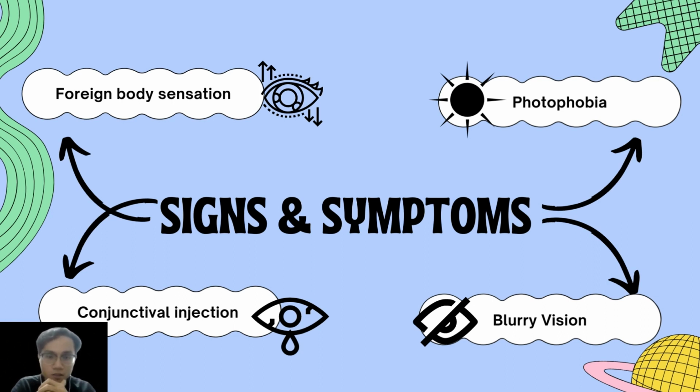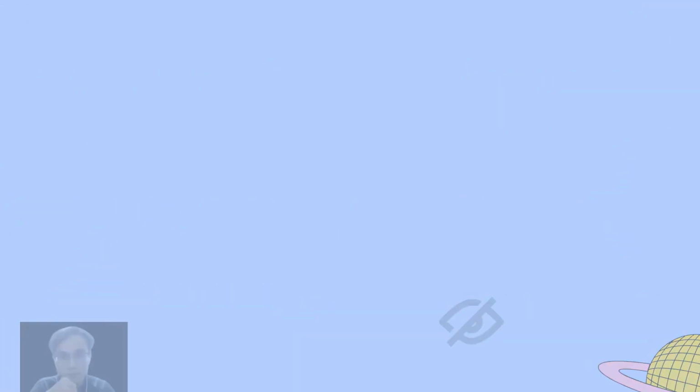And next is photophobia, where basically your eye will be very uncomfortable in bright light. And last is blurry vision, where your vision will not be clear and it will be blurred.